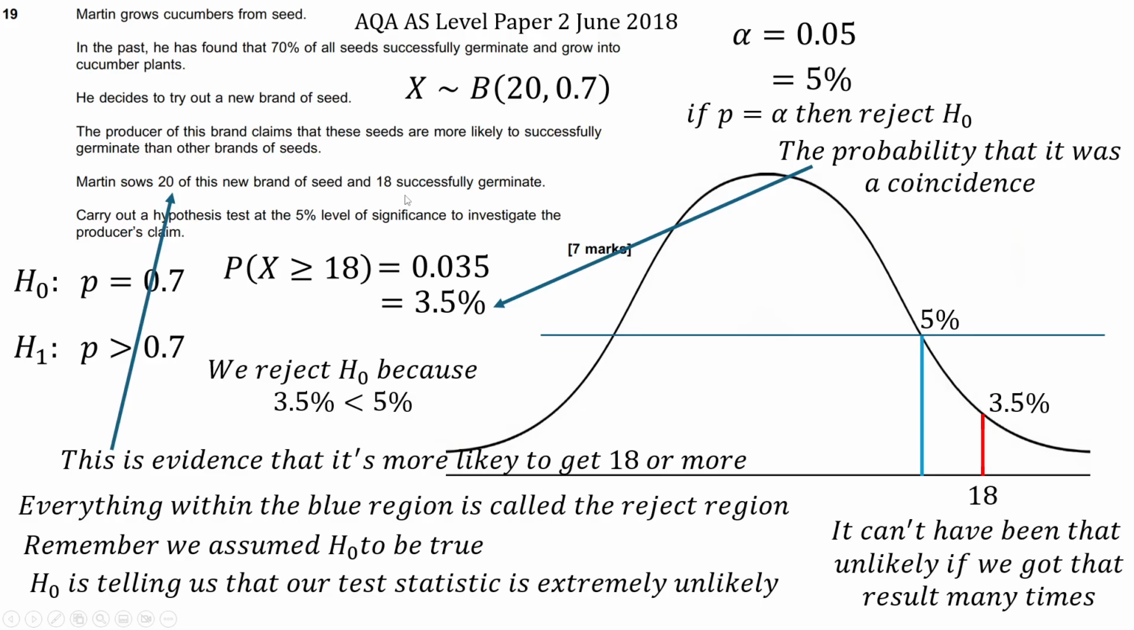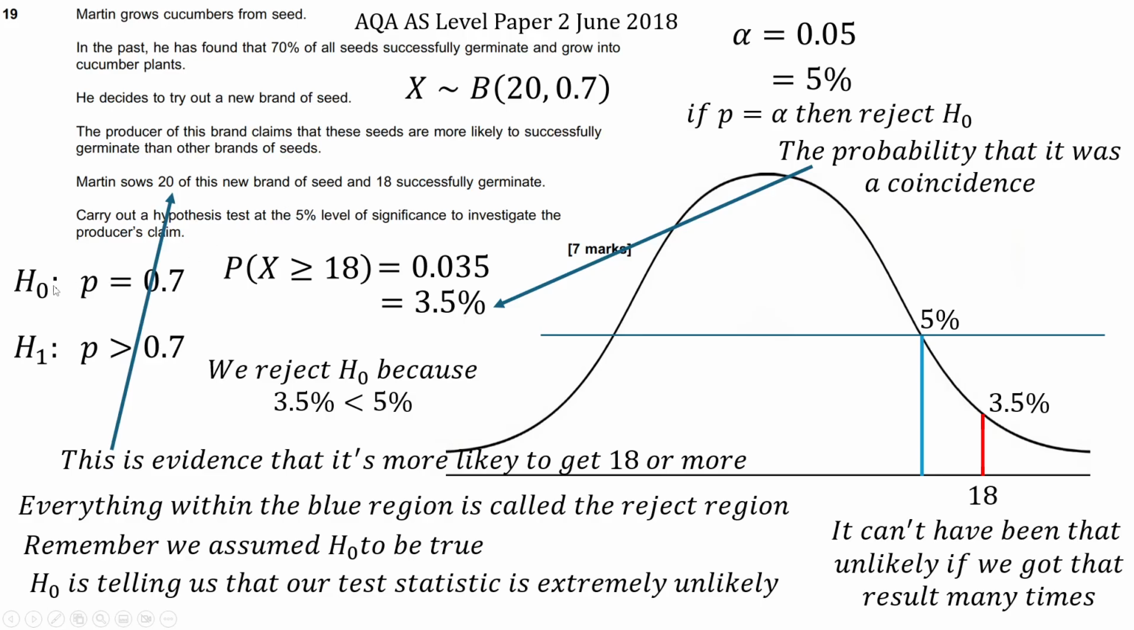So we're saying that the probability of getting 18 or more is 3.5%, there's a 3.5% chance that we get that, but that's the probability that it was a coincidence. So the probability that it was a coincidence is really, really low, which means that there's a high probability that it was not a coincidence, i.e. this is significant, right? So this is not a coincidence because the probability of it being a coincidence is so low.